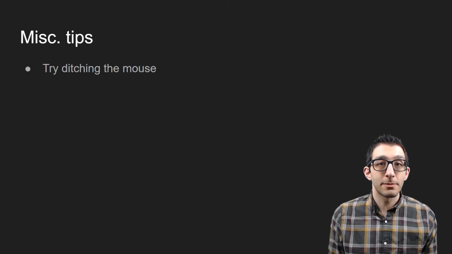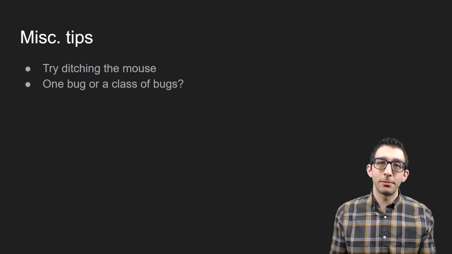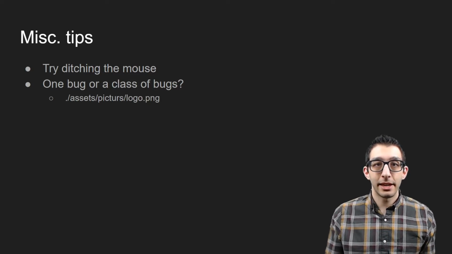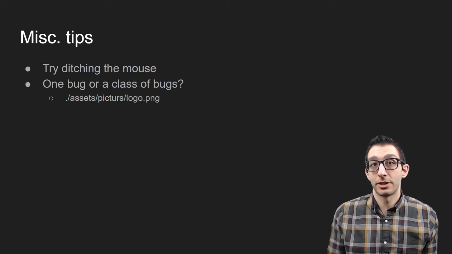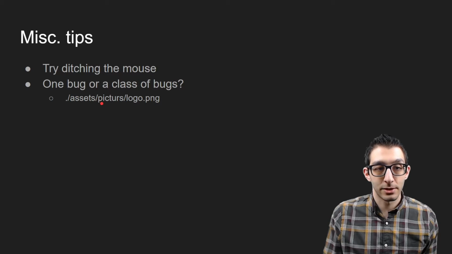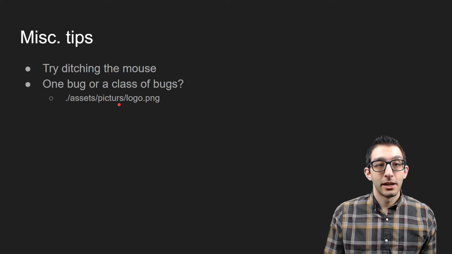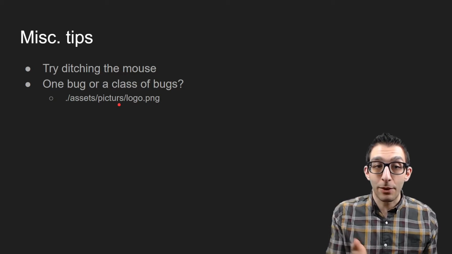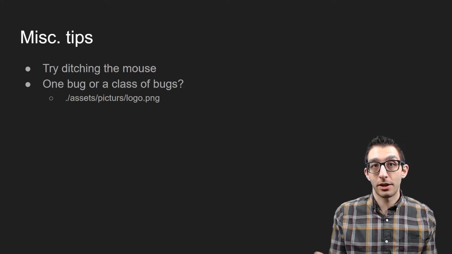And this next one is specific to coding, and I wrote it as one bug or a class of bugs, but let me give an example here. Let's say you have this path and you're trying to load in your logo image and it's just not working and you don't know why. And you eventually figure out, oh, I made a typo here. This was supposed to be pictures and I forgot the E. Well, if it were just one bug, then that would mean that you just fixed that one spot in the code and it would be solved forever.